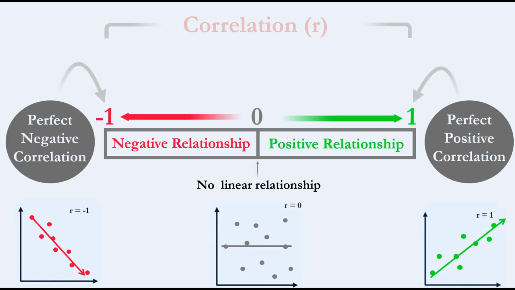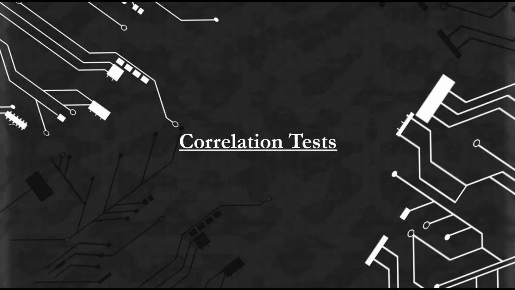The value of correlation ranges between -1 and 1, where 1 is the perfect positive correlation and -1 is the perfect negative correlation. When the value of correlation equals 0, it means there is no linear relationship between two variables, as we can see here. So let's move to correlation tests.